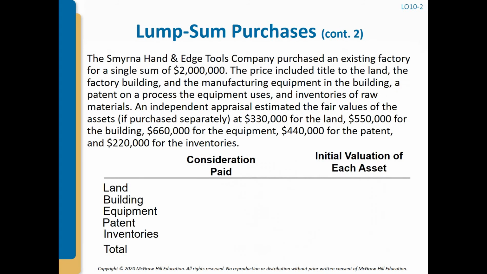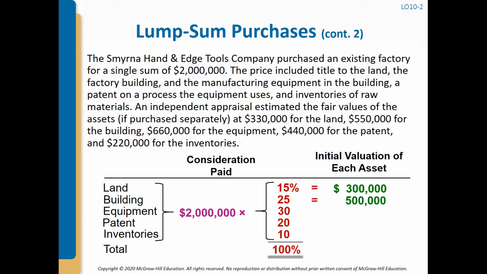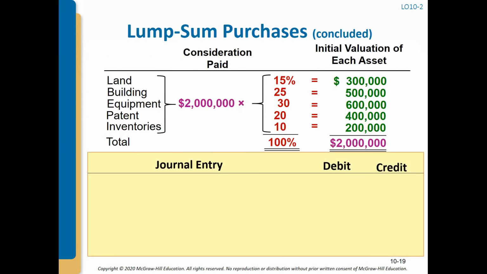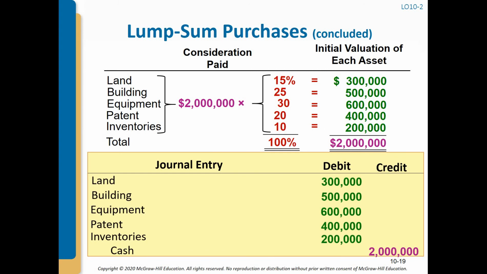Okay, now let's see how we allocate. See that this 15% is for land, then 25% for building, equipment 30%, patent 20%, inventories 10%. This is how we allocate. And the journal entry would be: all the assets, meaning the amounts that we have allocated to the different assets, land, building, equipment, patent, inventories, are debited and cash is credited.